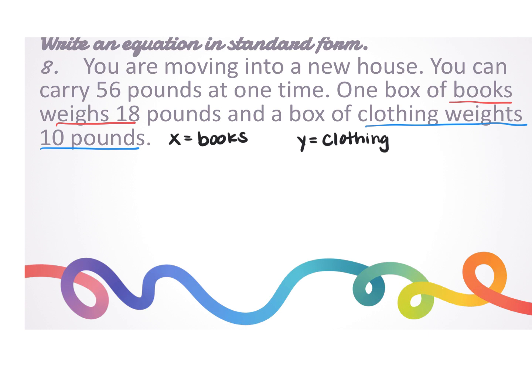So now I'm just going to set that up. If the books were 18 pounds and my books were my x, I'm going to say 18x plus, and it says my clothes were 10y equals, and then it tells me I can carry 56 pounds. So I'm going to put my 56 right there.